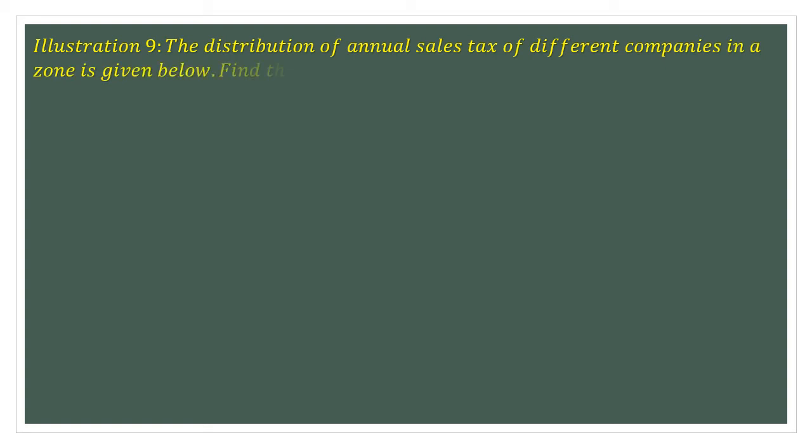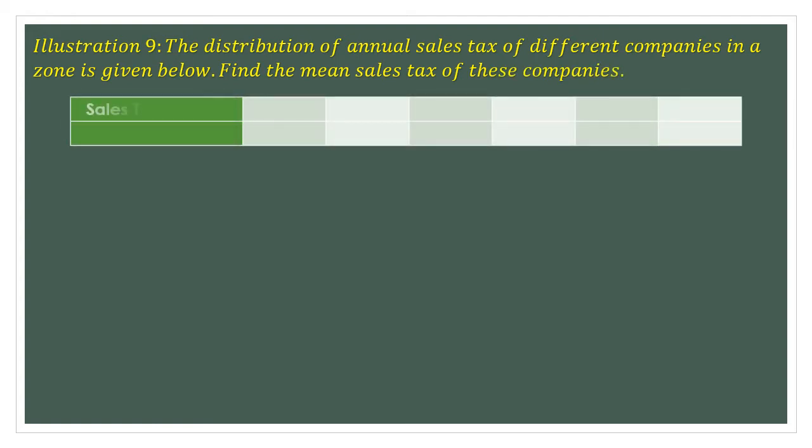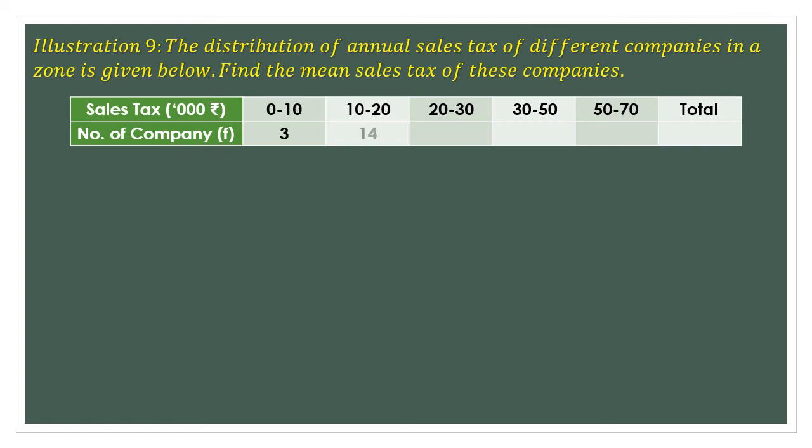Final illustration for this particular tutorial: the distribution of annual sales tax of different companies in a zone is given below. Find the mean sales tax of these companies. Okay, so first of all we will check out the data here. The data is sales tax in 1000 rupees and the number of companies, that will be F. So the classes are 0 to 10, 10 to 20, 20 to 30, 30 to 50, 50 to 70 and total. The frequencies are 3, 14, 32, 40, 21 and the total is 110.